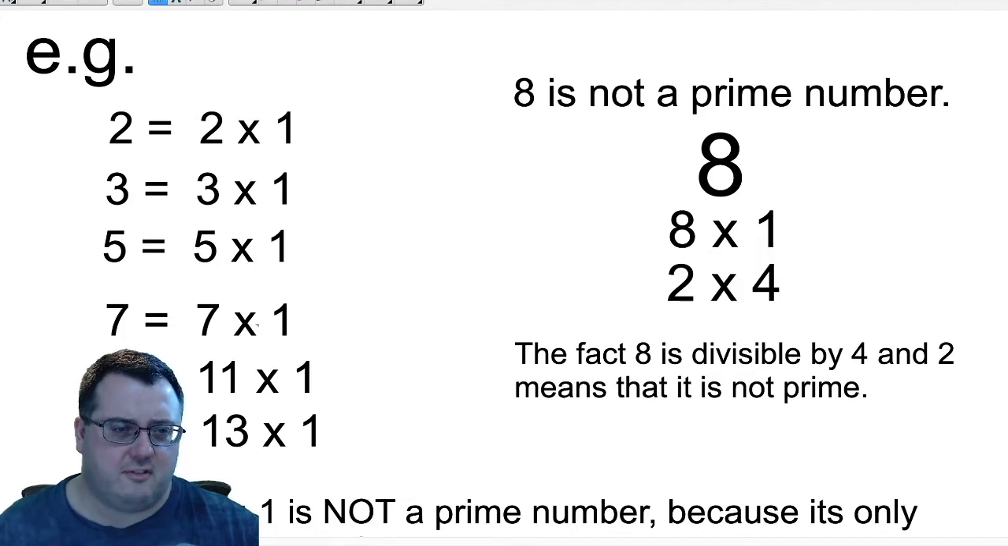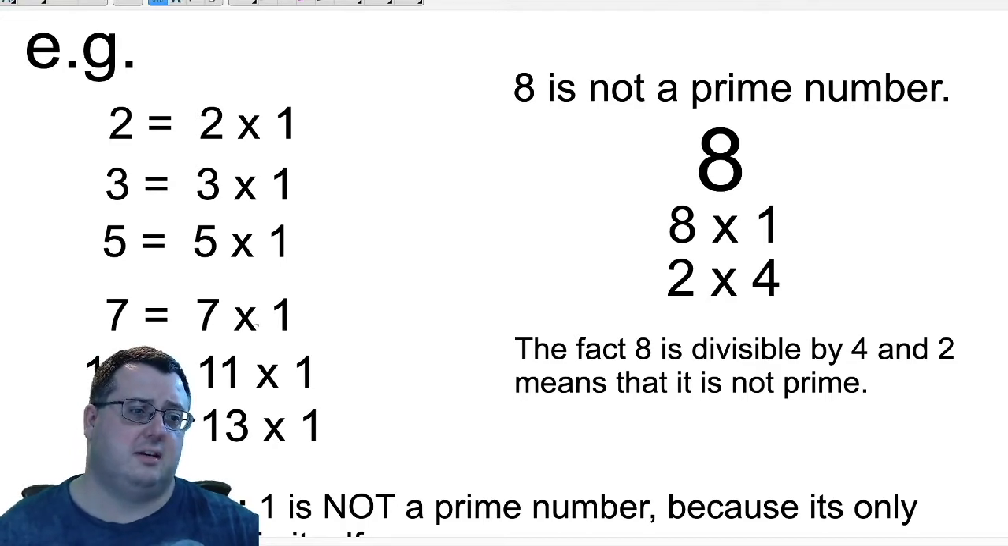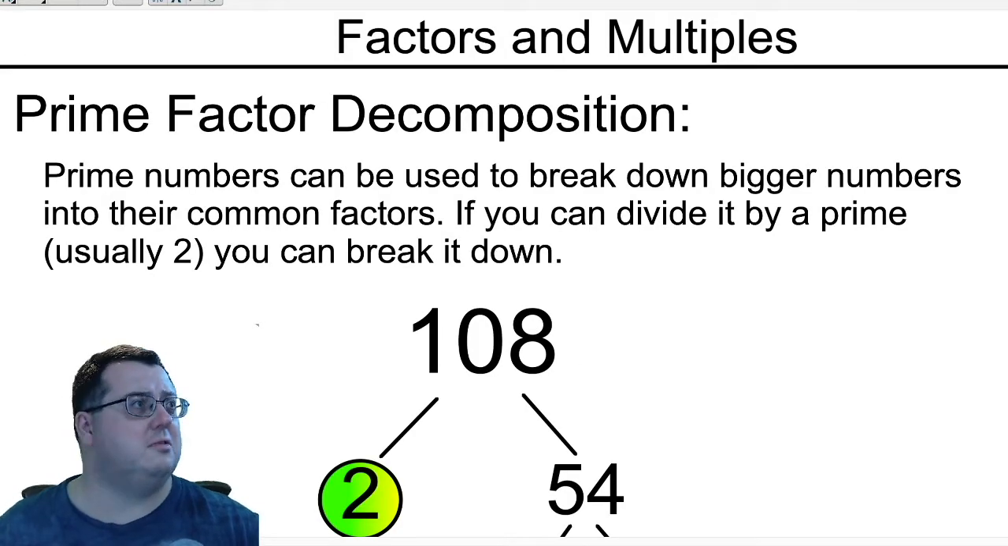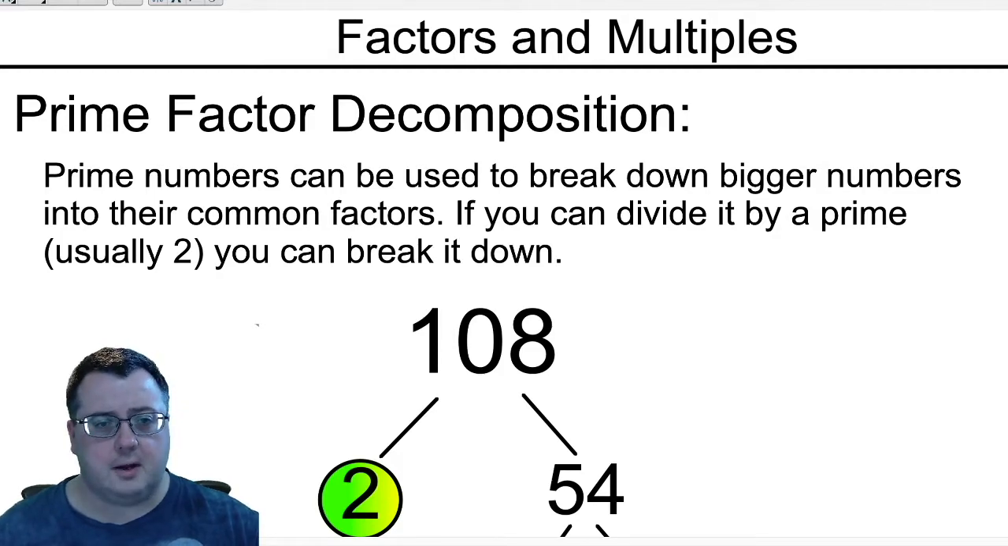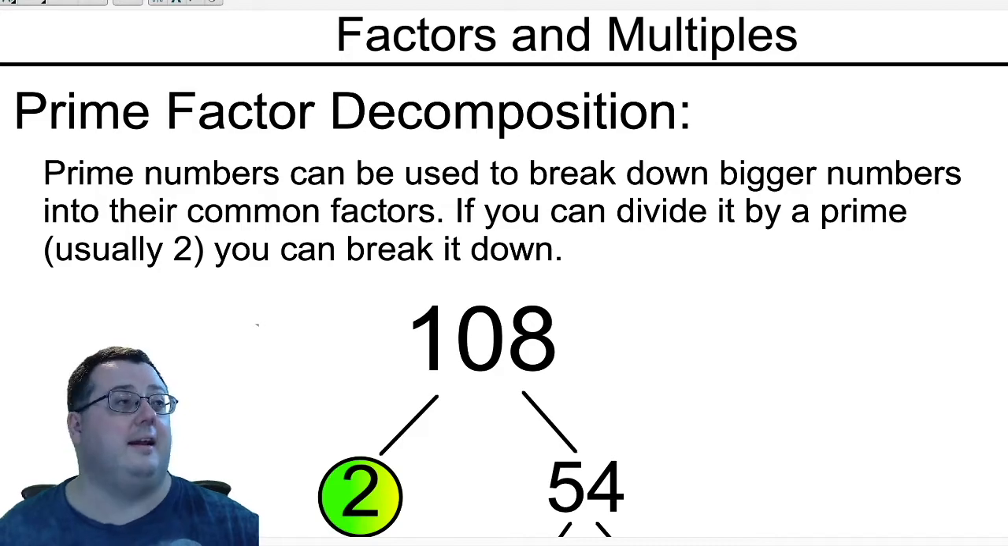We can use the fact that these numbers are prime, 2 times 1, 3 times 1, 5 times 1, 7 times 1, 11 times 1, and so on, to help us break down bigger numbers into smaller ones. So I'm going to go through an example of that on the next slide. And this process is called prime factor decomposition. So prime numbers can be used to break down bigger numbers into the common factors. If you can divide it by a prime, usually 2, then you can break it down.